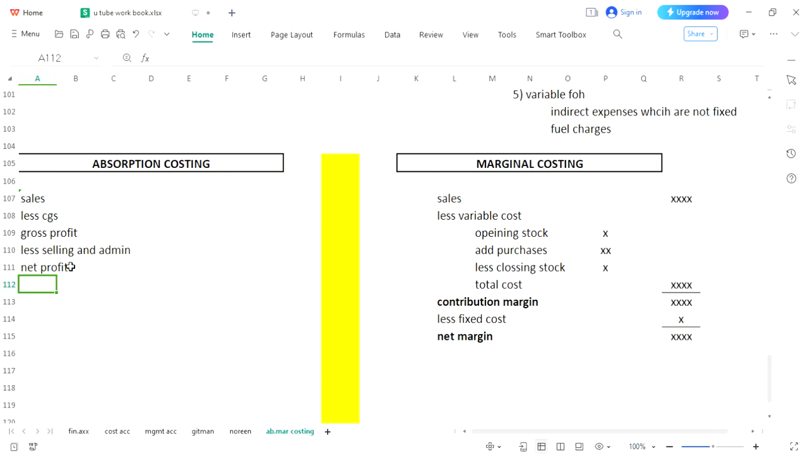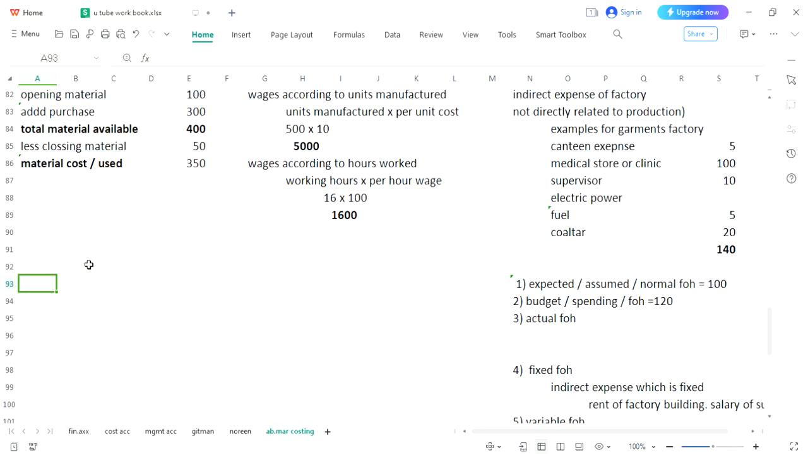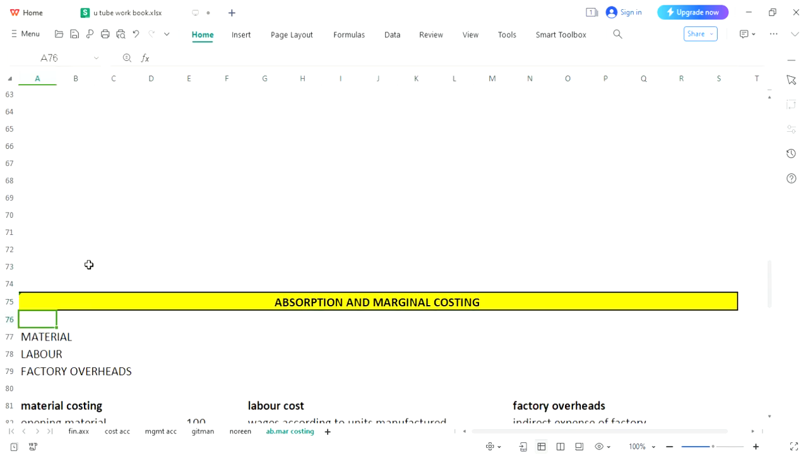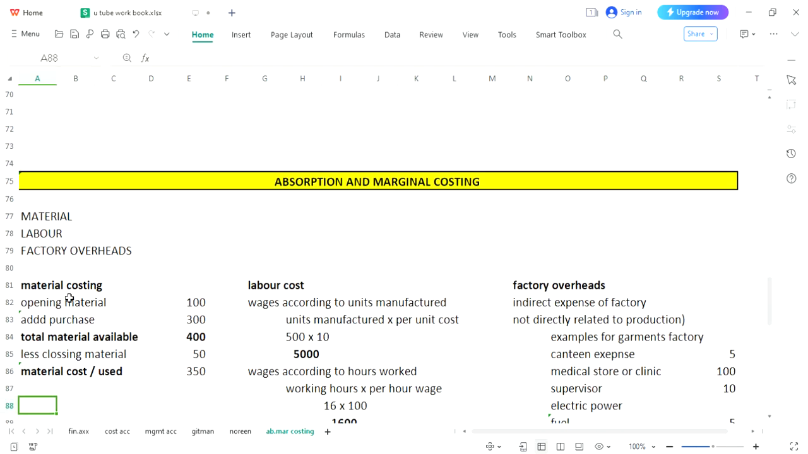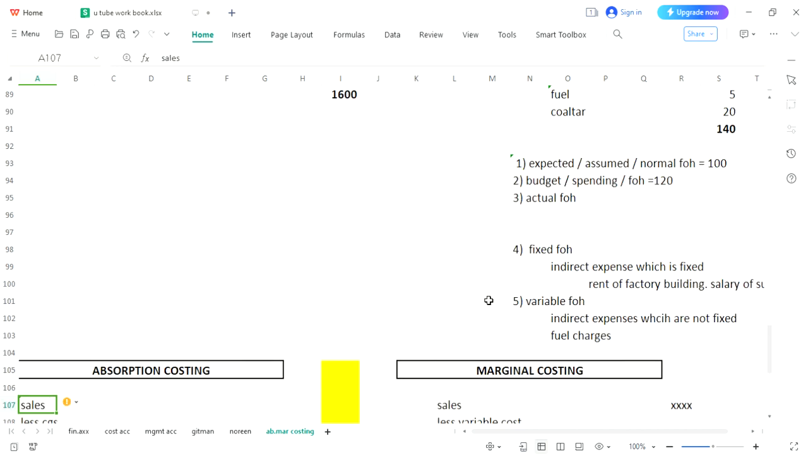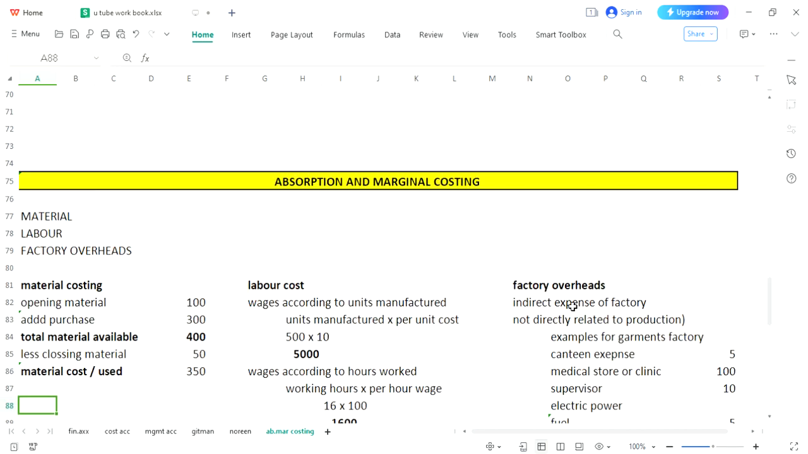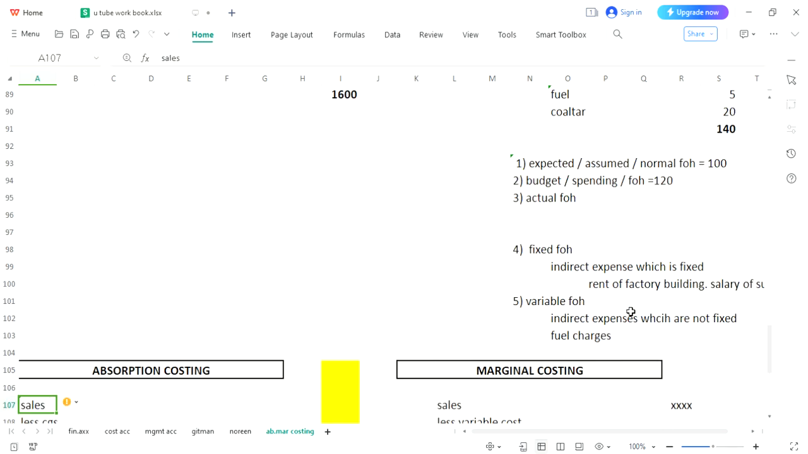What are these selling and admin expenses? As you have seen, we were running a garments factory. First thing, just keep it in mind: selling and administrative expenses are not material cost, not labor cost, not factory overhead cost. This is something different. If your cost is indirect but not in the factory, it is considered selling and admin expenses. Here we can understand it separately.